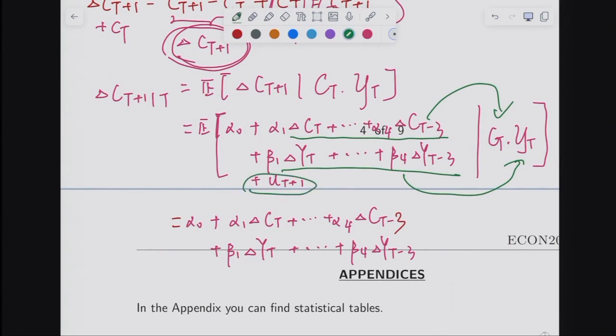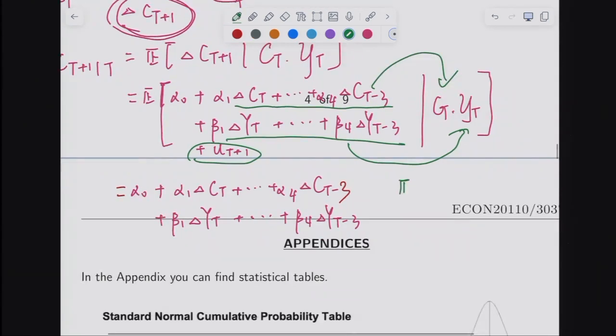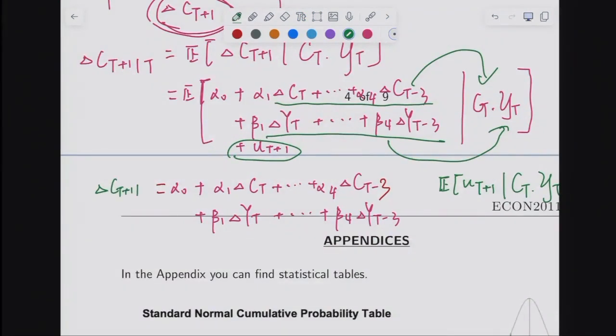But we were already told that the future shock is independent of past history. U_{T+1} is in the future relative to the curly C and the curly Y, so they are conditional mean independent. Therefore, the expected value of the shock at time T+1, given all past information, is 0. Therefore, the optimal one step ahead forecast for the change in consumption is just given by this expression.